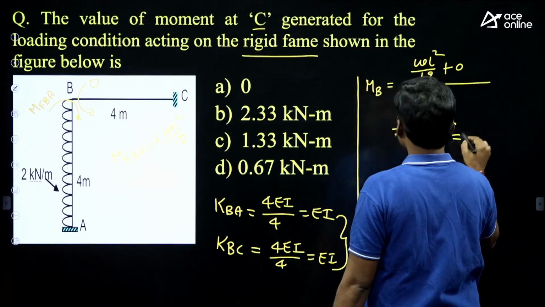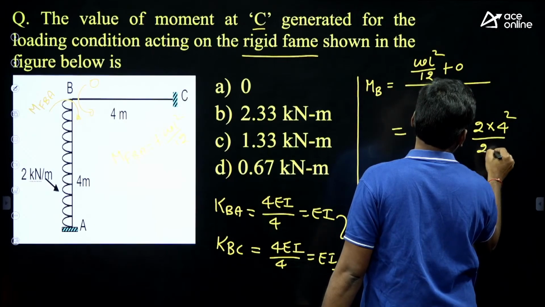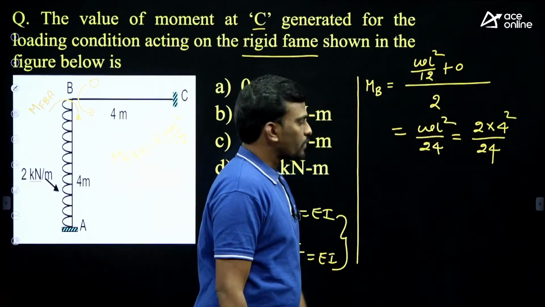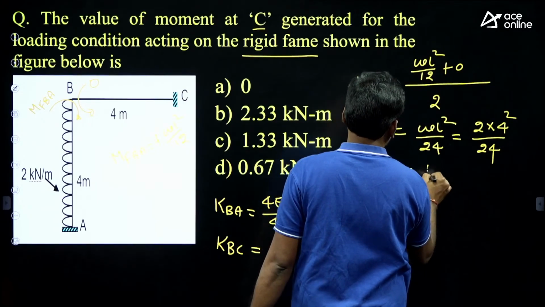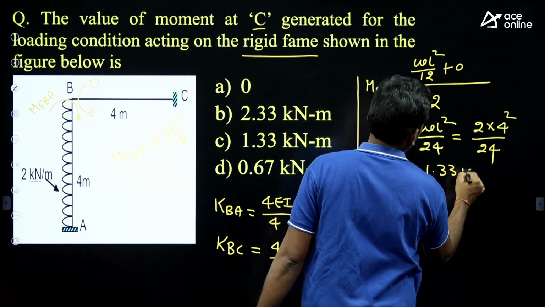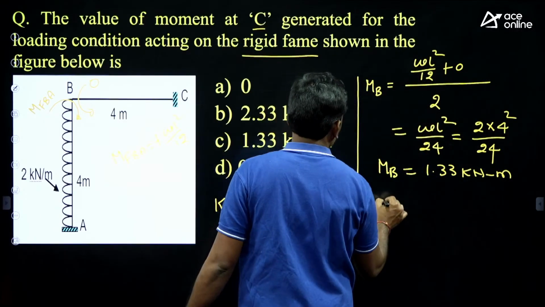So what is the W given? 2. What is the span? 4 square divided by 24. So I think you will get 1.33 kilonewton meter. But he is asking to find the moment at C, right?